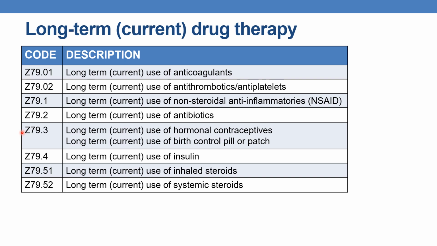Z79.3 indicates long-term use of hormonal contraceptives, birth control pill or patch. The next is Z79.4. It indicates long-term use of insulin. Next is Z79.51. It indicates long-term use of inhaled steroids. Next is Z79.52. It indicates long-term use of systemic steroids.